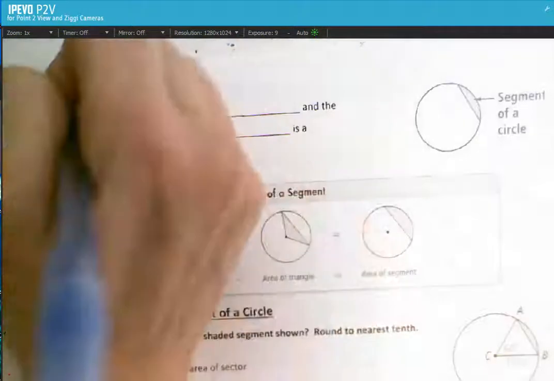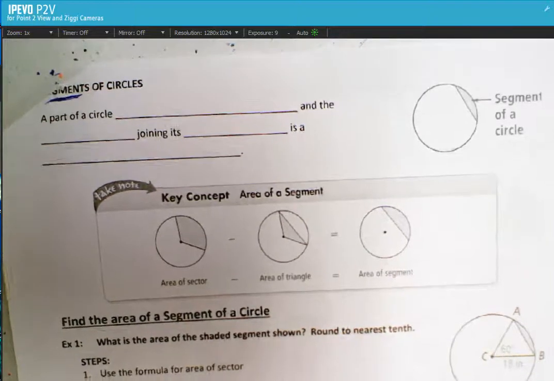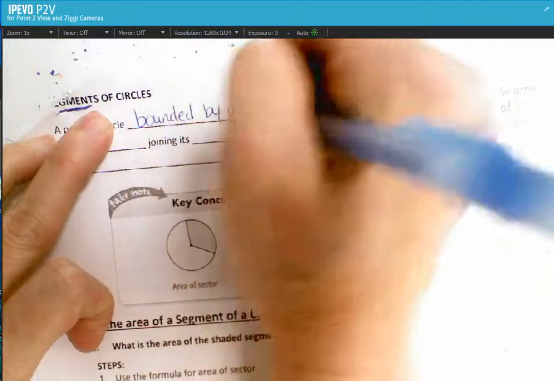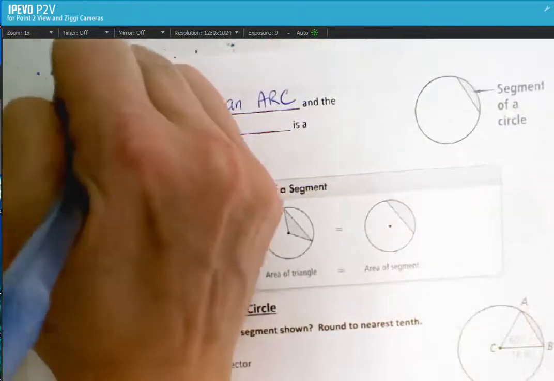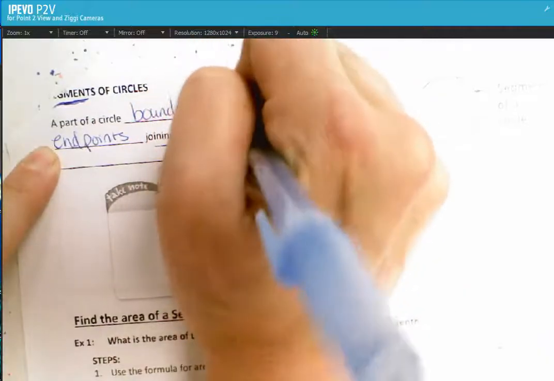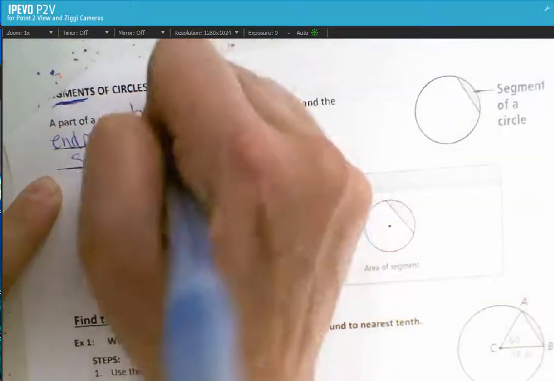All right, our last little bit deals with segments. So we're going to have to get the vocabulary down pat. We have sectors, arcs, segments, all that good stuff. So we're going to make sure we understand what each of these pieces mean. So a part of a circle that is bounded by an arc and the segment joining its endpoints is a segment of the circle.